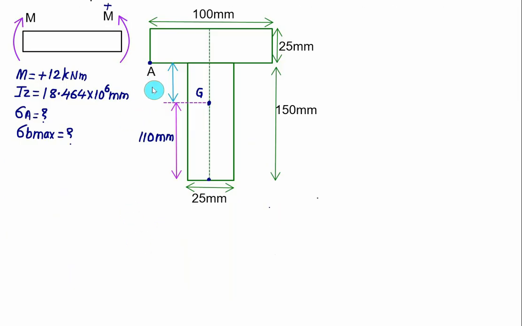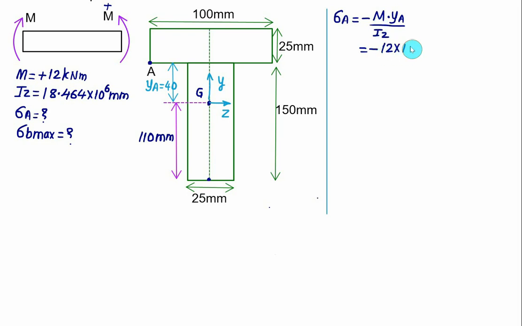Since we are interested to know the bending stress at point A, we will set up our axes at G. The horizontal axis will be the Z axis, the vertical axis will be the Y axis. For point A, the vertical distance is positive, 150 minus 110. So we have YA equal to 40, and you have to treat this value as a positive value. So the bending stress at point A will be equal to negative M multiplied by YA divided by Iz. The bending moment you have to take in Newton mm. So it will be equal to minus, bending moment is a positive value, 12 into 10 to the power 6, value of Y is also positive, Y is equal to 40, divided by the Iz value.